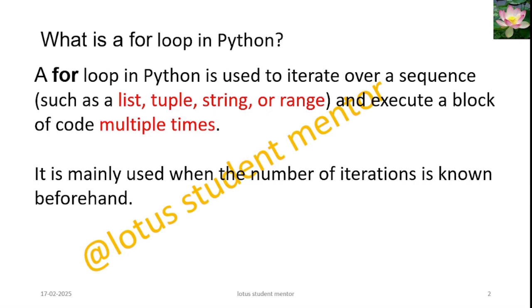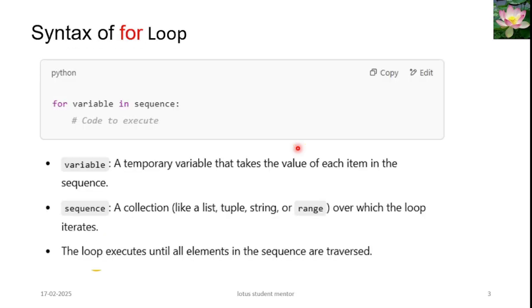Here the iteration is taking place over a sequence. The sequence can be a tuple, a list, a string, or a range. Because it takes place multiple times, it executes a block of code multiple times. Now, the syntax of the for loop is: for variable in sequence. The sequence can be a list, a tuple, a string, or a range. What is the variable?